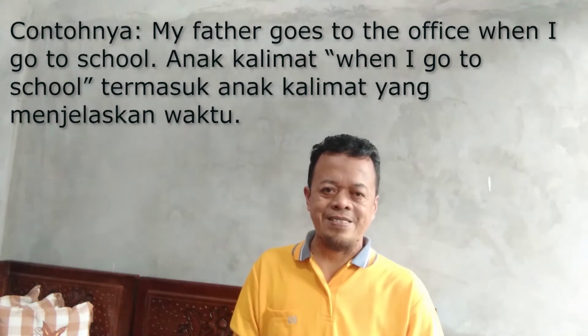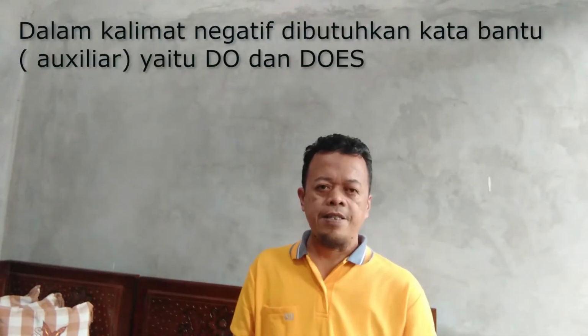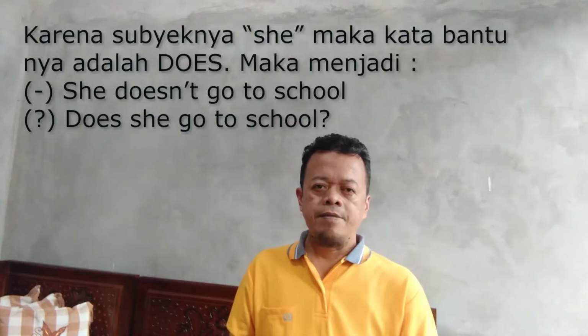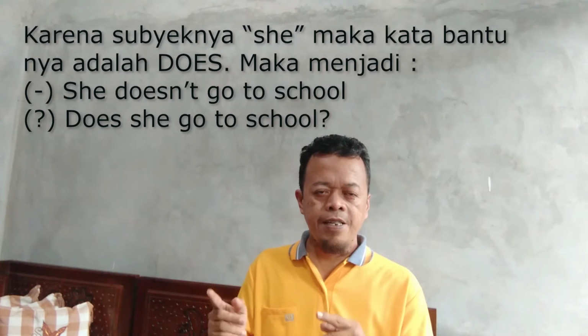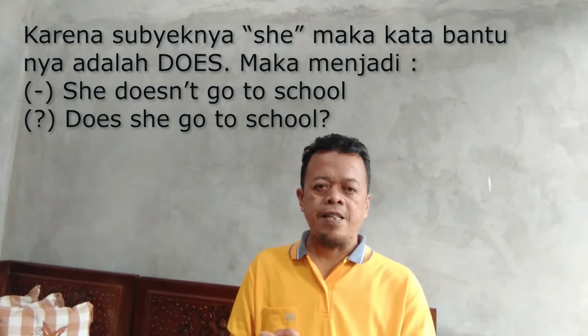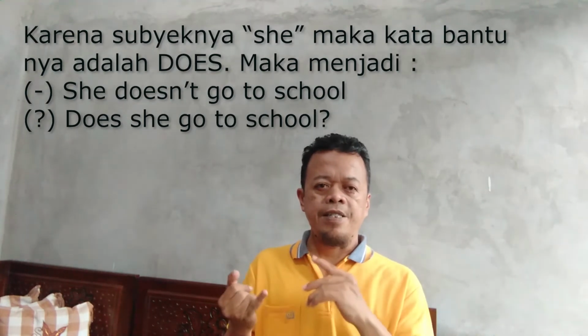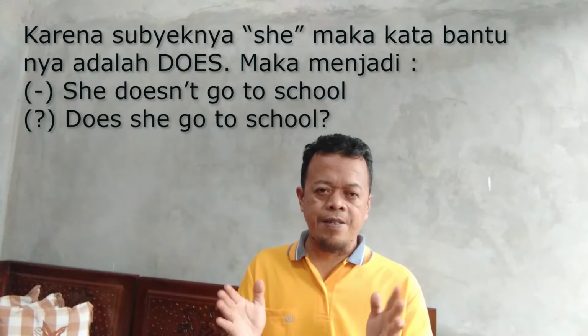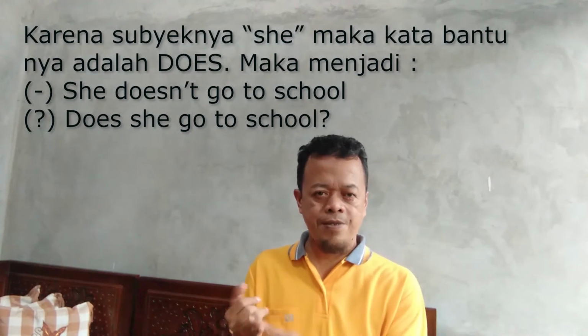In a negative sentence, for example, she goes to school. You see the auxiliary is does. It becomes, she doesn't go to school. And in an interrogative sentence, does she go to school?